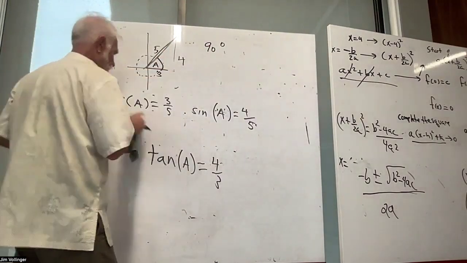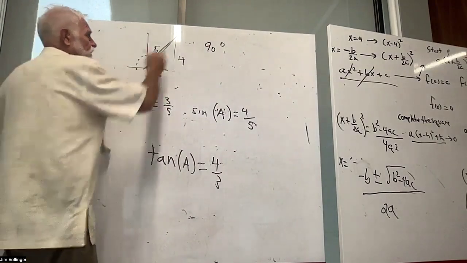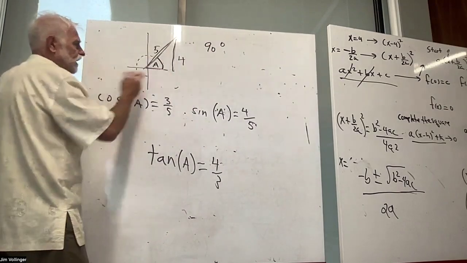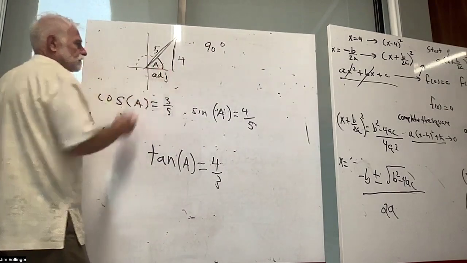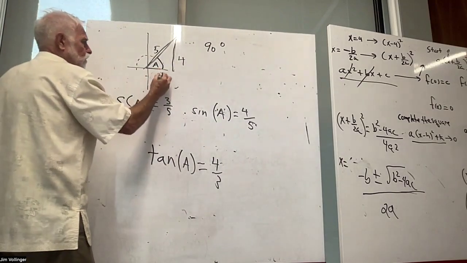Okay, what about the cosine? Well, it certainly is this side. And somebody had to give that side a name. So what do they call it? They called it the adjacent side. Okay, so maybe I should just put that over on the side here.